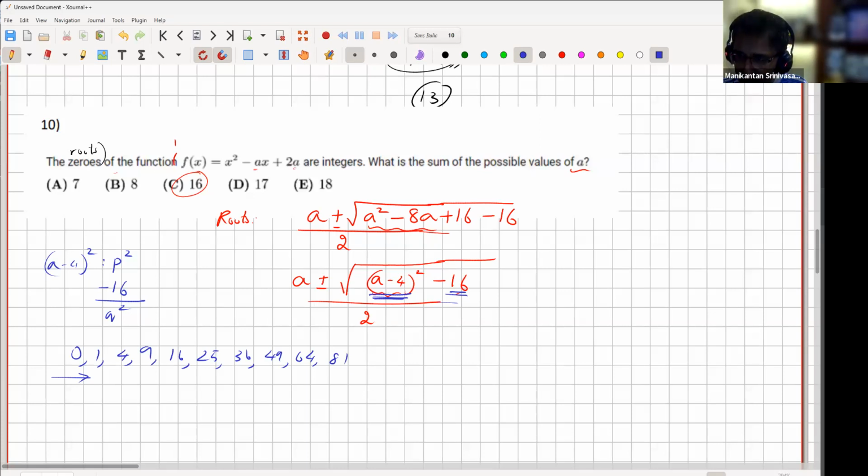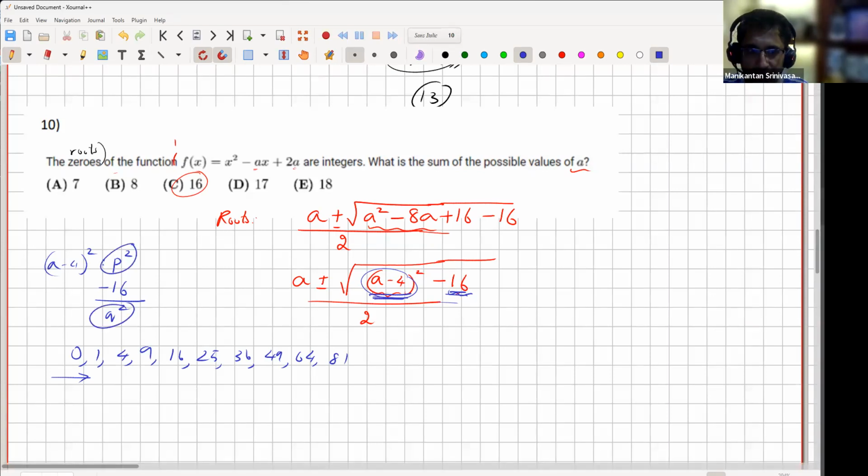All of you clear? Wait, can you repeat that again? Okay. So think of a minus 4 as p, right? So p square, which is a perfect square, minus 16. We want that quantity to be a perfect square so that we can take a root and get a rational number. Yes, Suhani? Right? Which means we need two perfect squares that are a distance of 16 apart.